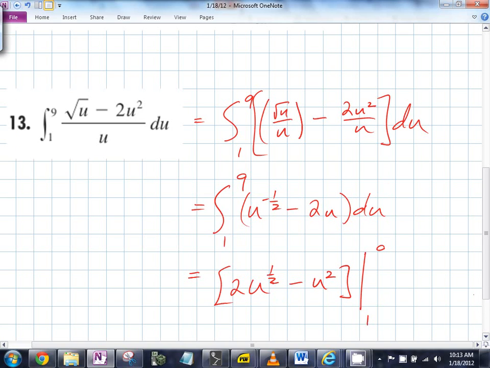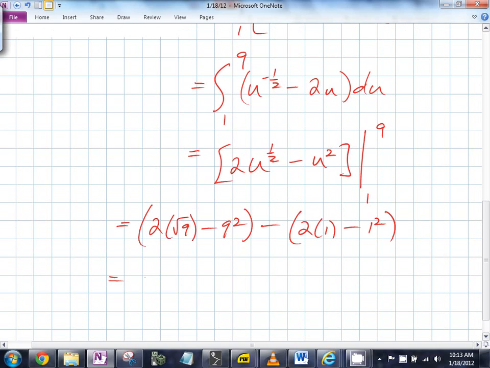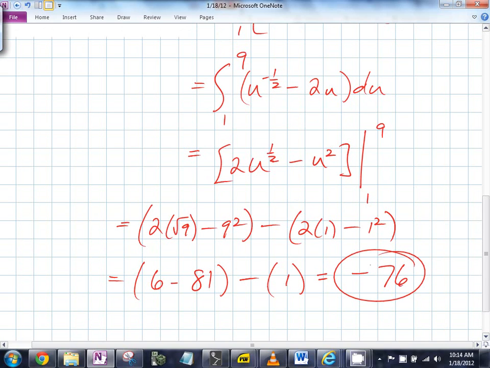Say the bottom one first. From 1 to 9. Exactly. So it's going to be 2 times the square root of 9 minus 9 squared minus 2 times 1 minus 1 squared. So what are you going to end up with? 6 minus 81 minus what? So what's that going to be? How many people got negative 76? Yay, negative 76. Excellent.